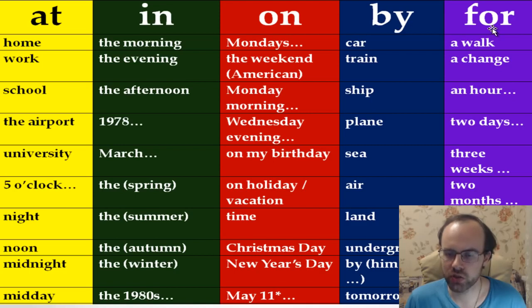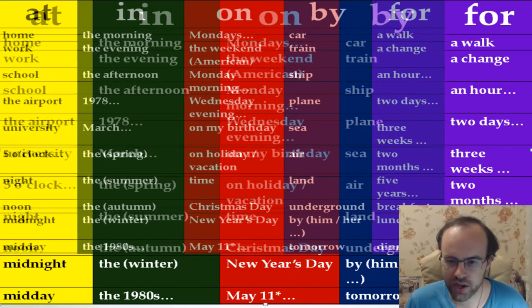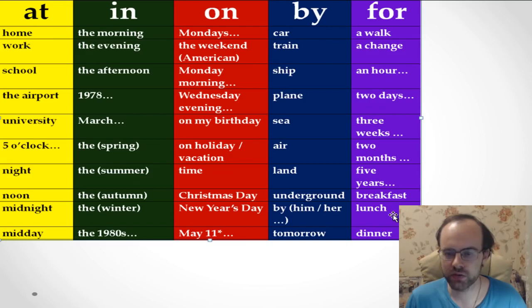You know that we often use "for" with present perfect continuous. Okay, and I think maybe you don't see it well, no problem, I'll make it smaller for you. So yeah, by underground, by him here, by tomorrow. And for breakfast, for lunch, and for dinner.